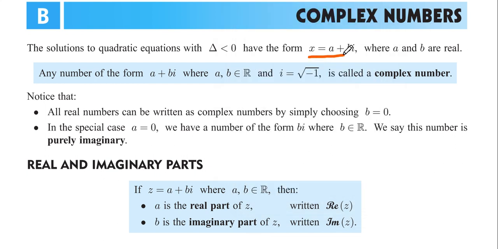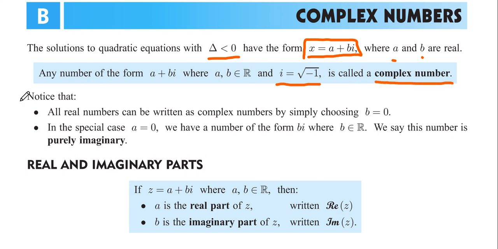So x equals a plus bi. So a and b over here are real, but that is if the discriminant is less than 0. So we'll have to look at it. Any number of the form a plus bi, where iota equals under root minus 1, is called a complex number.